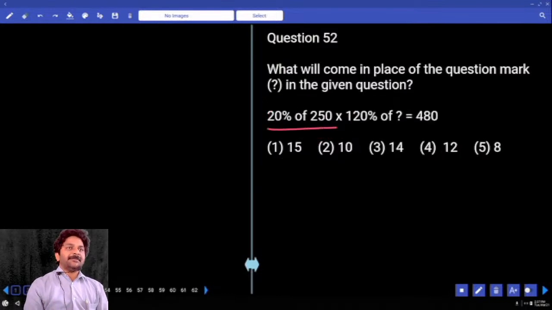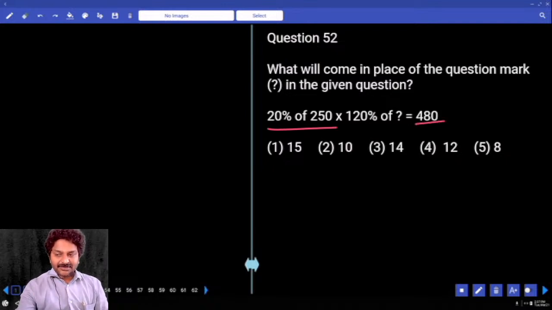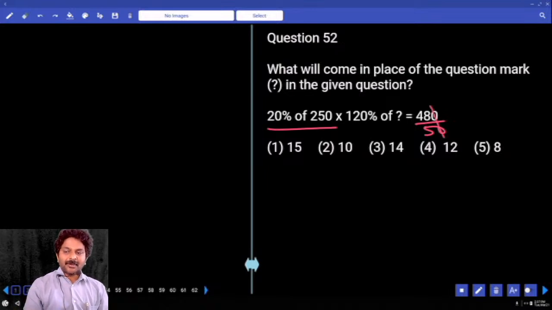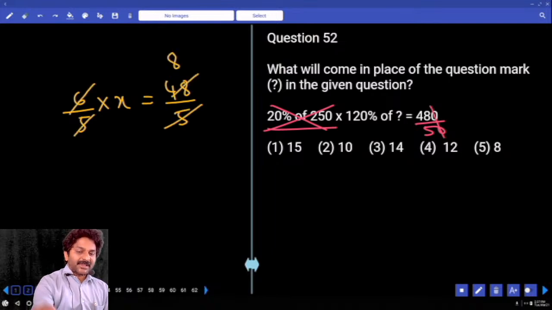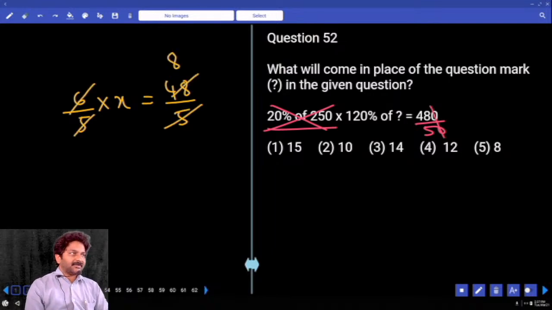20% of this number, 10% double, 50. Take 50 to the other side, becomes by 50. 0, 0 gets cancelled. Come on. Now, 120%, this is already over. 120%, can I write it as 6 by 5? Of x is equal to 48 by 5. 5 cancel, 6 8 times. X is equal to 8. Fifth option. Over.